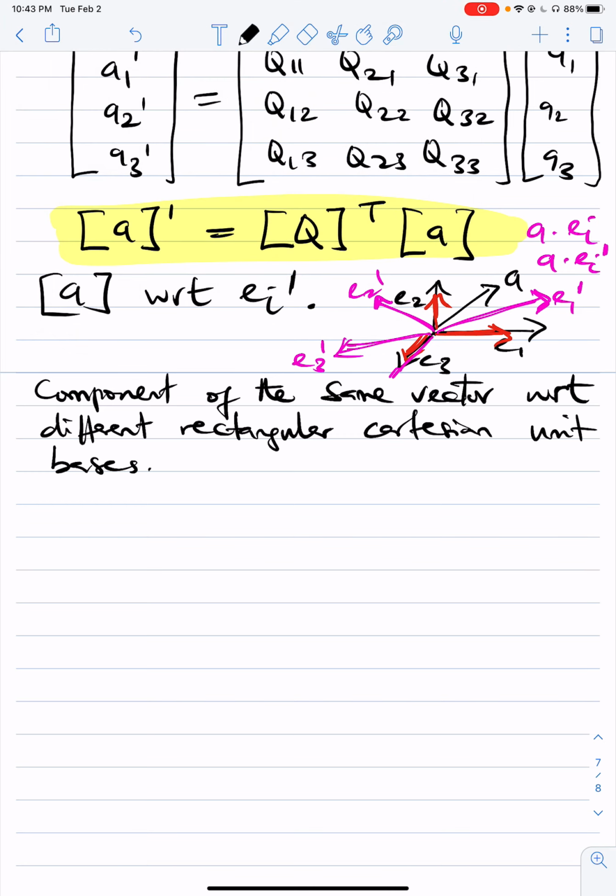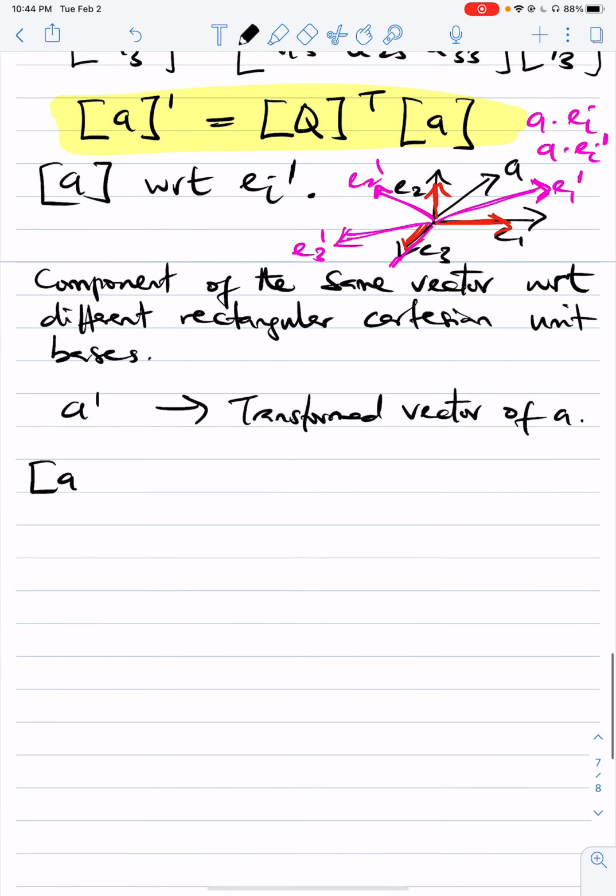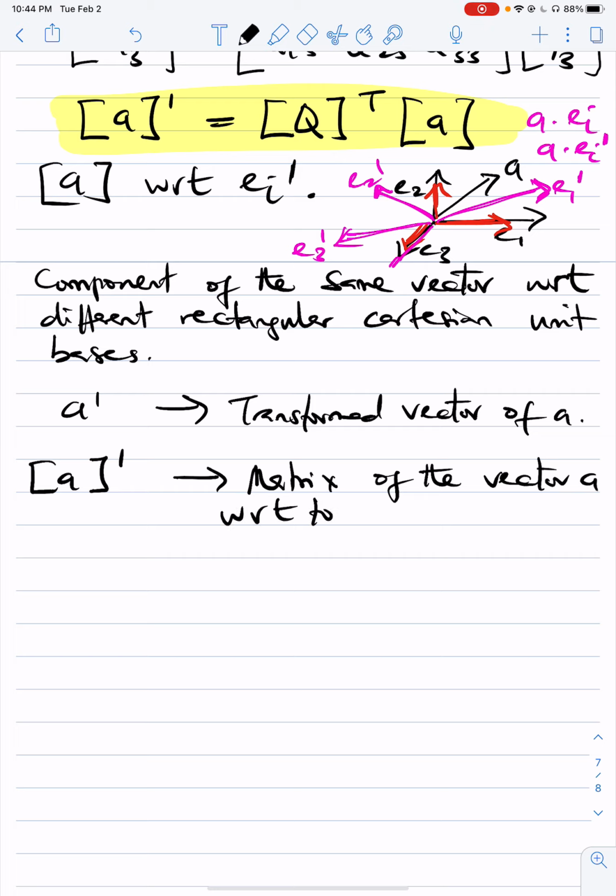Okay, so A prime is the transformed vector of A. This matrix form is the matrix of the vector A with respect to the basis EI prime, right? Once you have this bracket, we're referring to a matrix there. So it's the matrix of the vector.